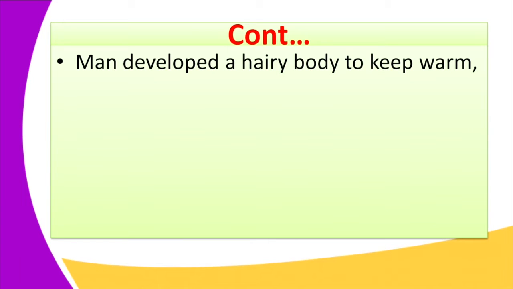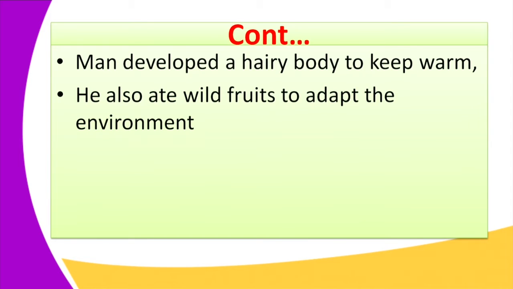So due to all these processes that we have discussed, man developed a hairy body, or rather the fur, to keep the body warm. So the early man evolved, or rather changed, his physical features by developing some hairy body. He also ate wild fruit to adapt to the new environment. Remember, this wild fruit was raw because there was no invention of fire. So therefore man had to adapt to the new environment.